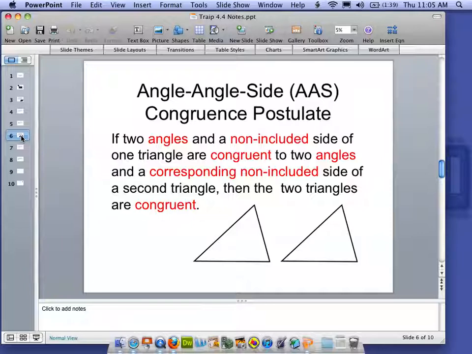Okay, over on the back, the angle angle side congruence postulate says if two angles and the non-included side of one triangle are congruent to two angles and a corresponding non-included side of another triangle, then the two triangles are congruent. I'm sorry I didn't leave you enough room on the paper to put that in, so just write it above a little bit. So this is what it means. Let's label up our triangles, ABC and DEF.